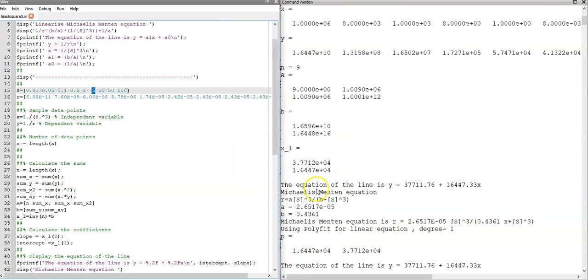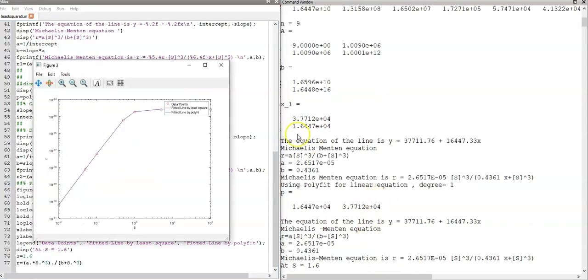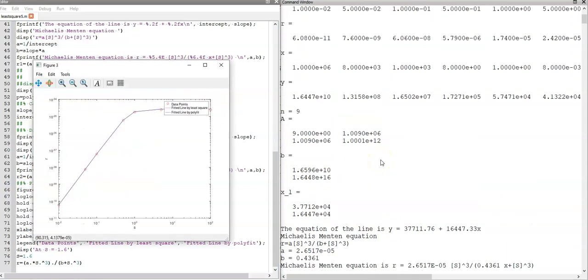So this is the MATLAB code I am showing: how to do the linearization, how to apply MATLAB code, how to do polyfit, how to get all these results, and how to get the plotting. Everything you can do in one code. That's it.